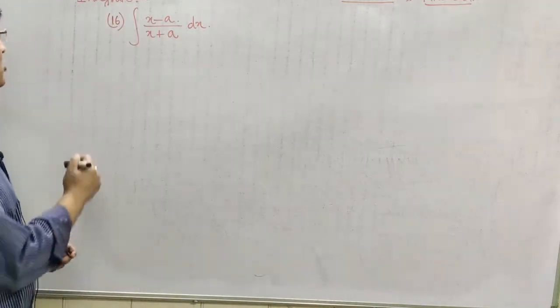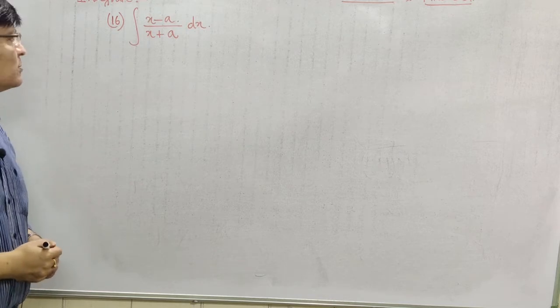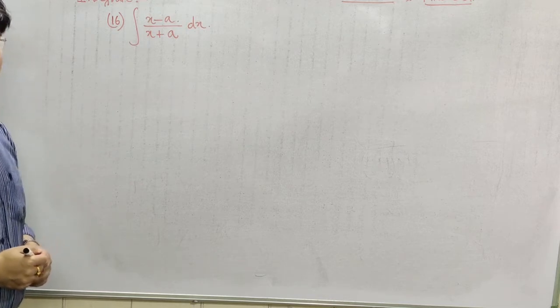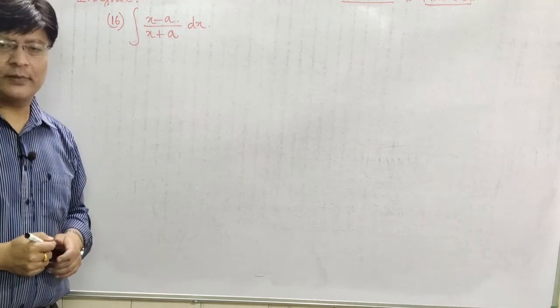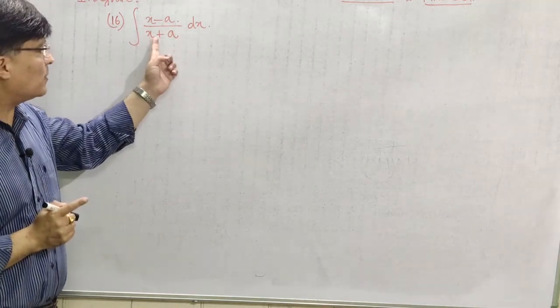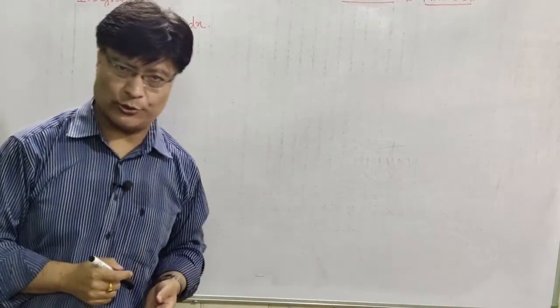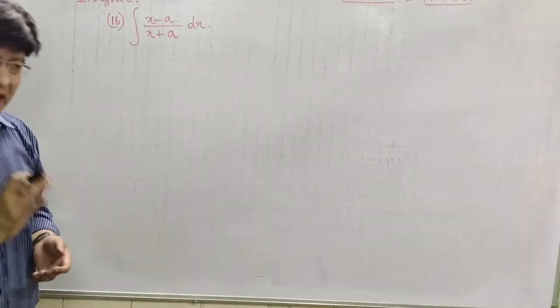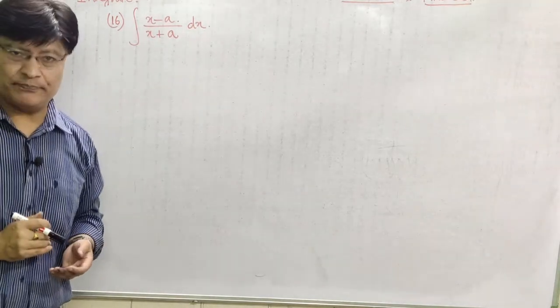So now we'll do this question number 16. You have to integrate it. Integral of sin x minus a divided by x plus a dx. So now what is the method here? You can assume x plus a as z also. You can do the method of substitution here also. But without using the method of substitution, you can easily do this integration.